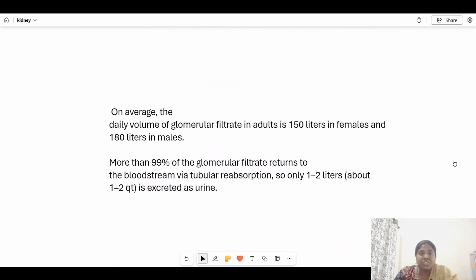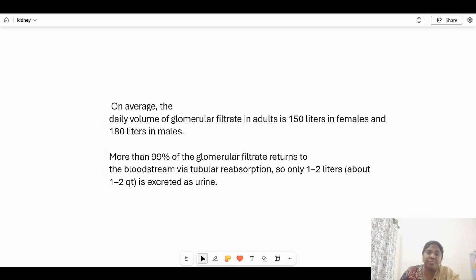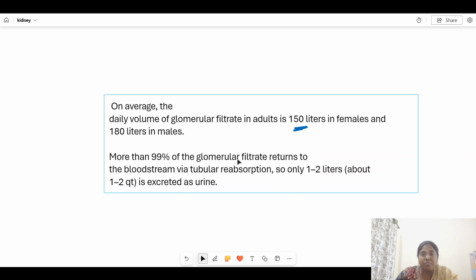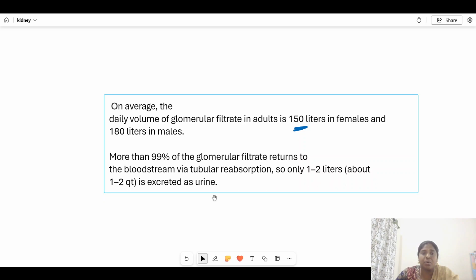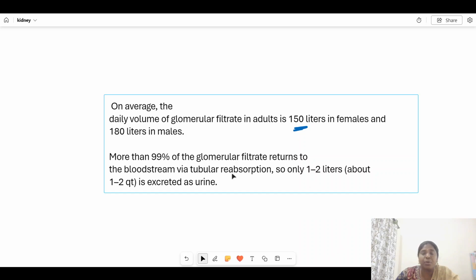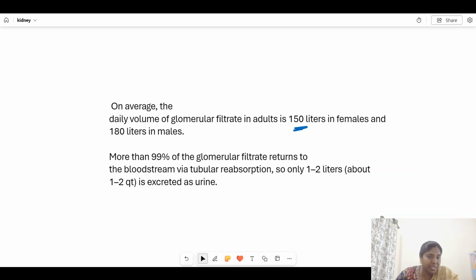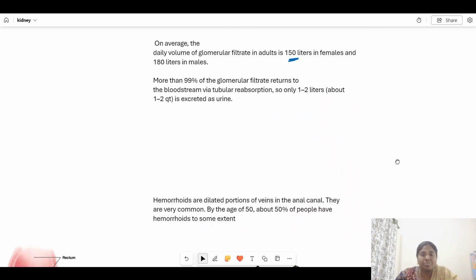On an average, the daily volume of glomerular filtrate in adults is around 150 liters in females, and more than 99% of the glomerular filtrate returns to the bloodstream via tubular reabsorption. So only about 1 to 2 liters is excreted as urine. The total volume of blood is not going to turn into urine and be excreted. Only 1 to 2 liters will be excreted here.